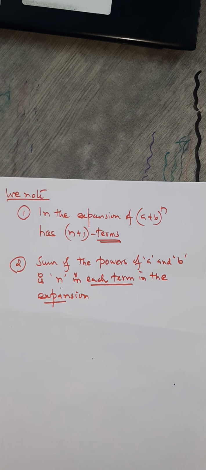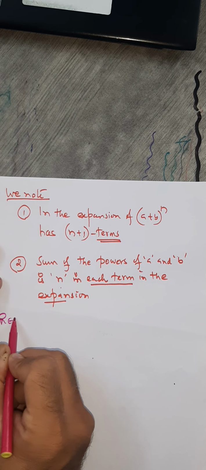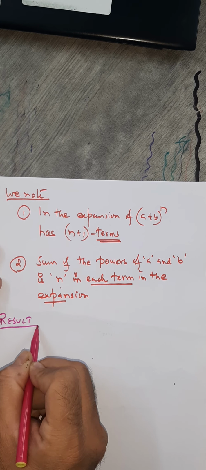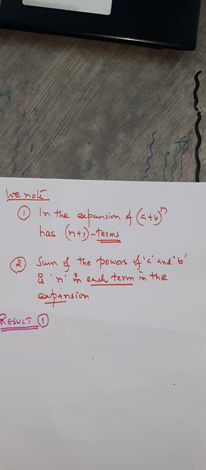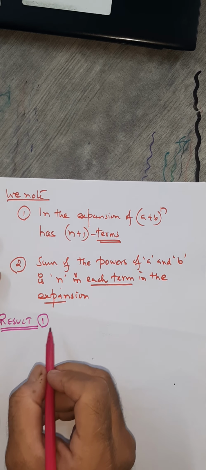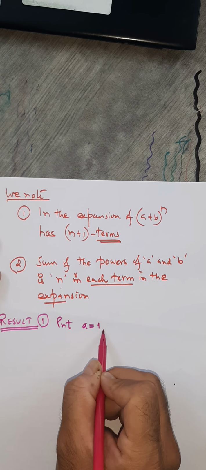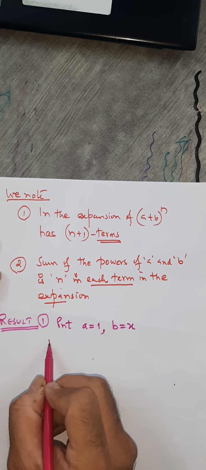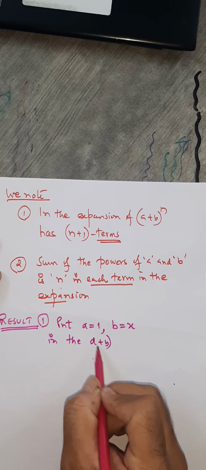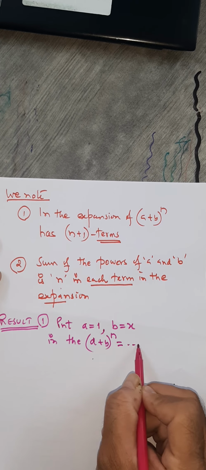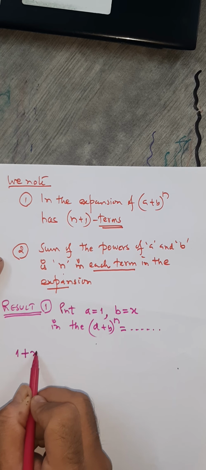Okay, now you can write as a result. Let me write as a result here, one result. What I'll do, I'll just put a equals to 1 and b equals to x in (a plus b) whole raised to n equals to that expression. We are going to put this. So what we'll get here, this is just a special case of the binomial theorem.